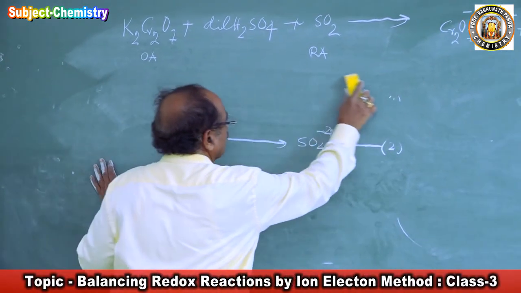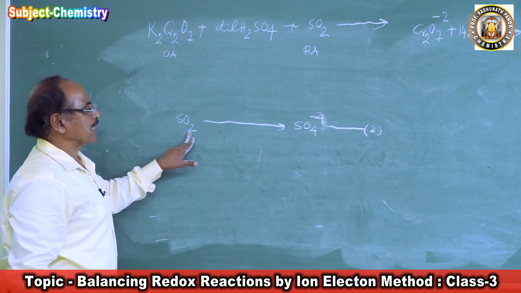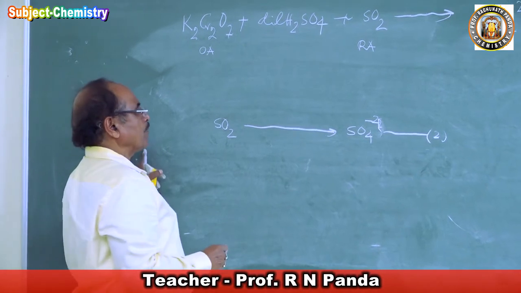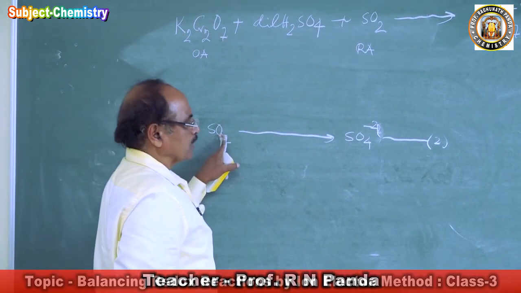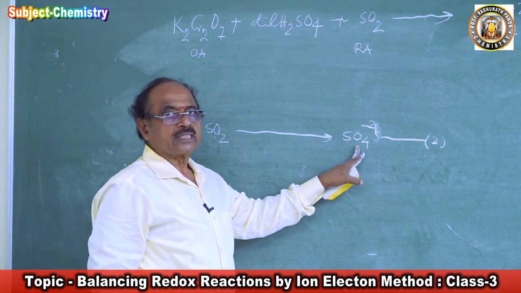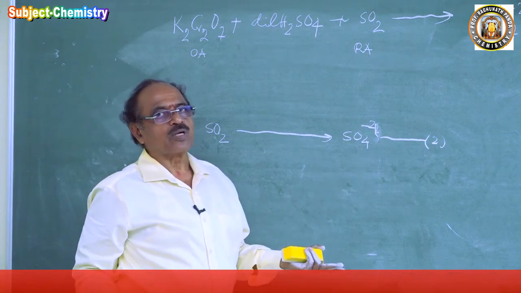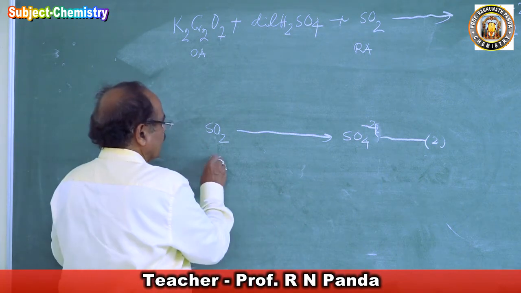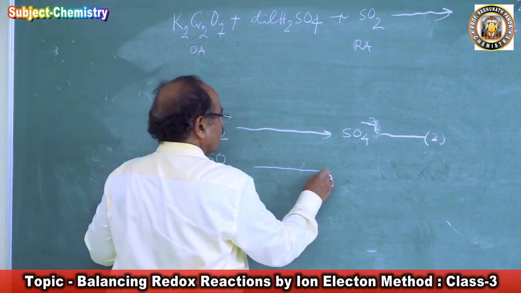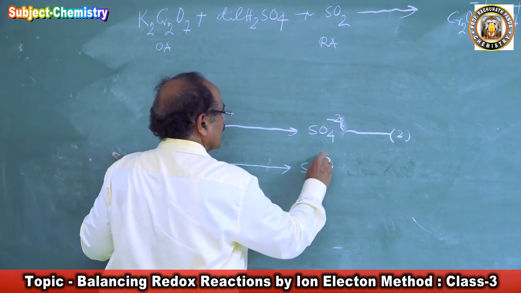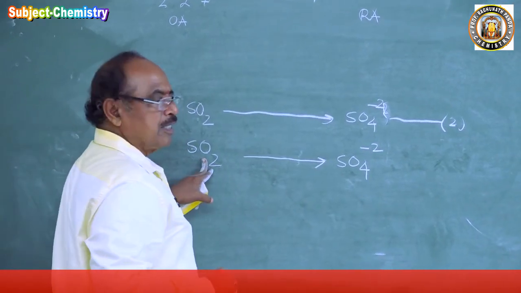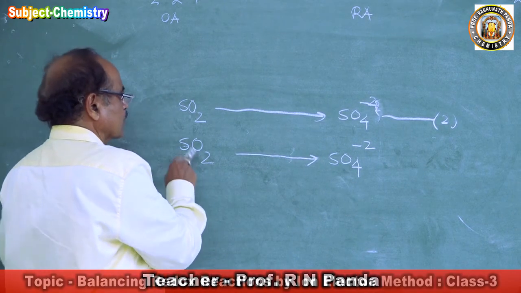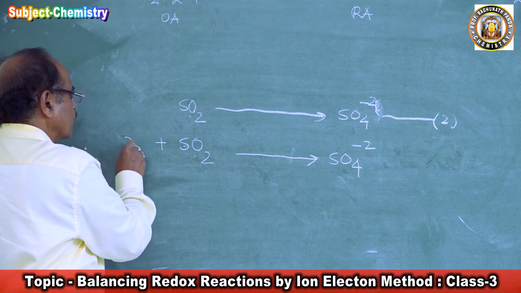Now we will get the equation for sulfur dioxide forming sulfate. How many oxygens on the left side? 2. How many on the right side? 4. So we balance the oxygen atoms by adding water molecules. We have sulfur dioxide forming sulfate 2-, with 2 oxygens on the left and 4 on the right, so on this side we add 2 water molecules.